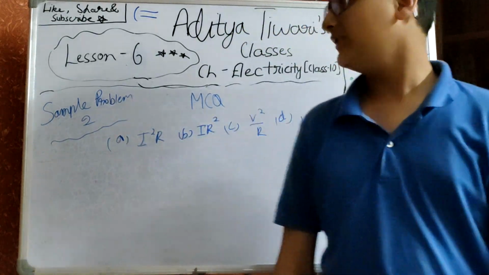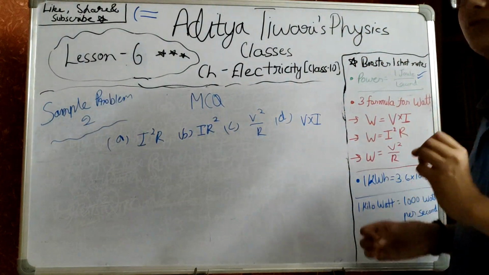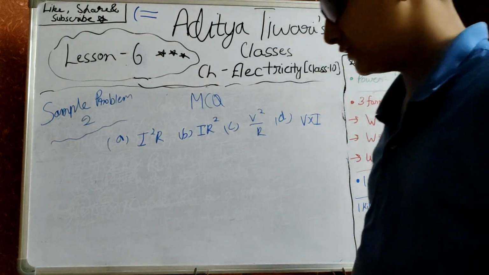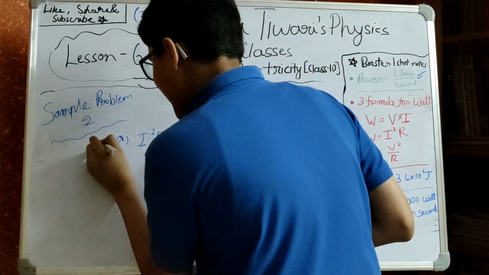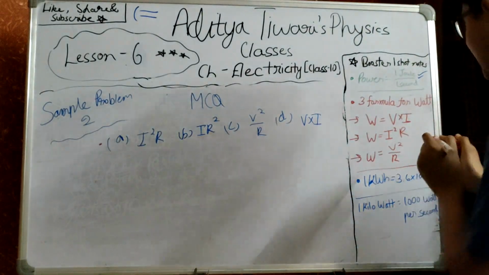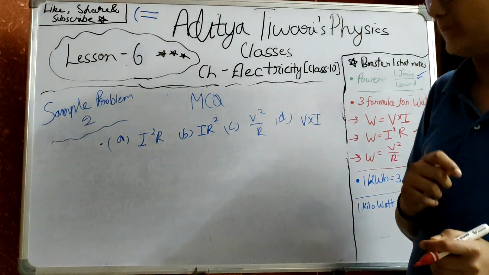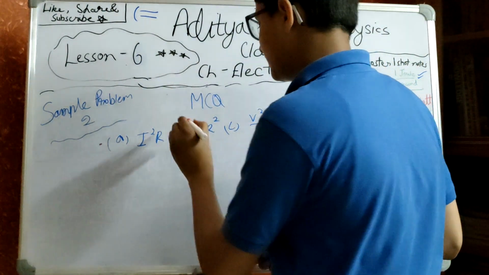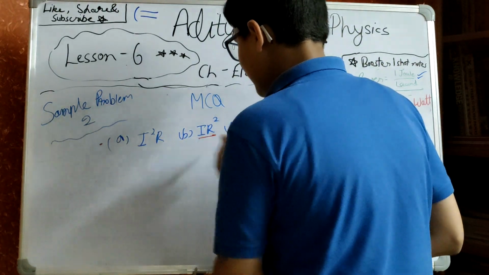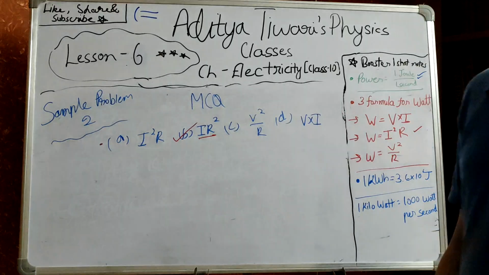So the question is, which of the following is not the correct formula for power? So let's read the options very carefully. First is I square times R. Yes, it is a formula for power. It's the second derived formula. I R square. No, it is not a right formula. So this is the correct option because you have to tell which is not the right formula.